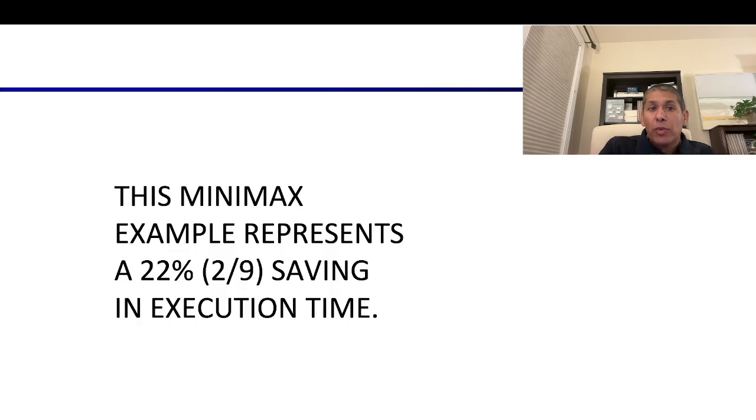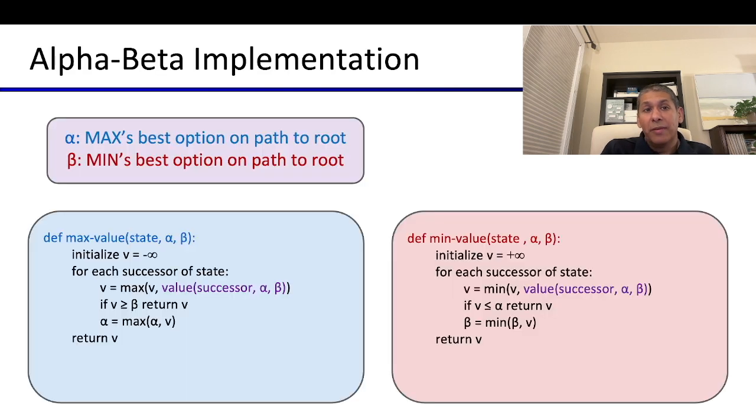Now, in this case, we remember that this minimax example represents a 2 by 9 saving. There were 9 nodes here, and we were able to eliminate 2 of them. So it represents a good 2 by 9 saving in execution time here.